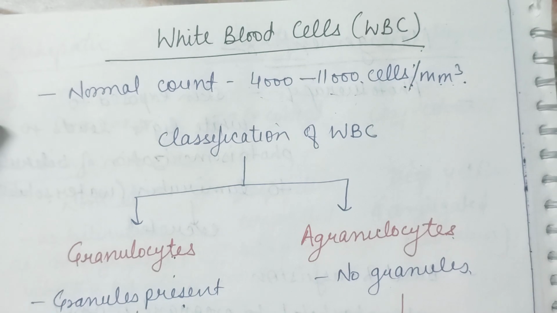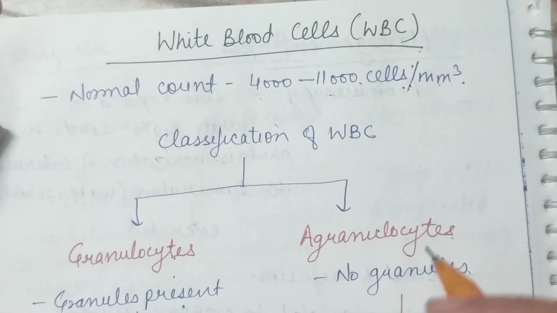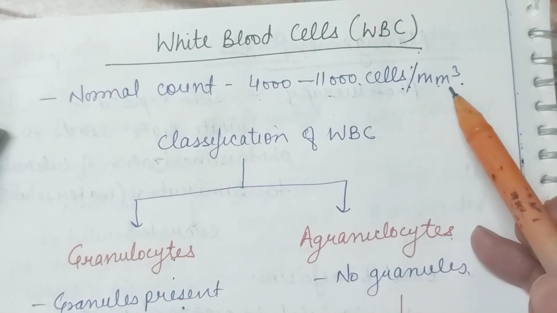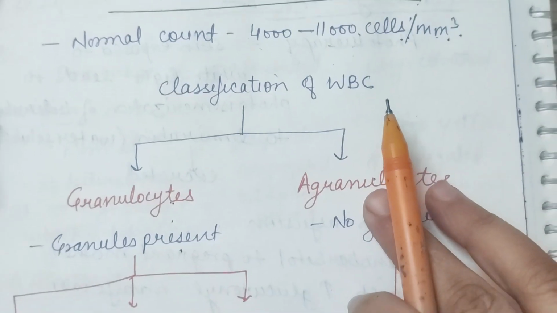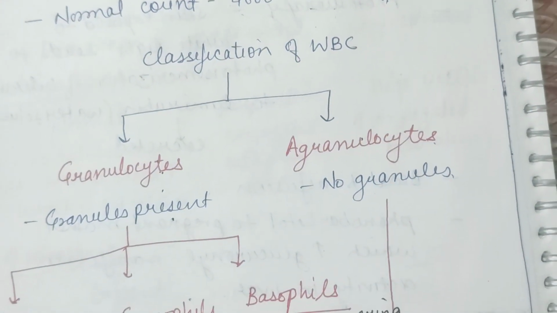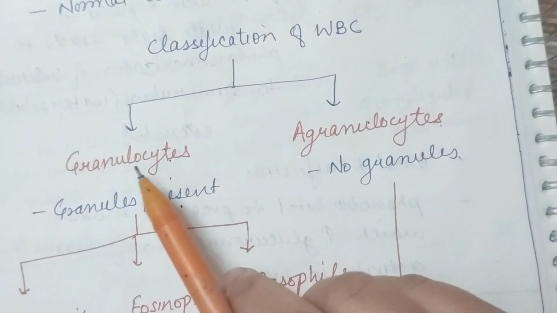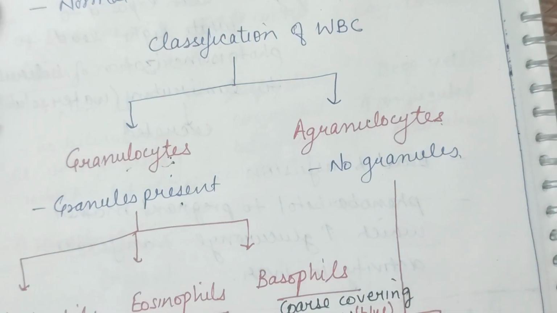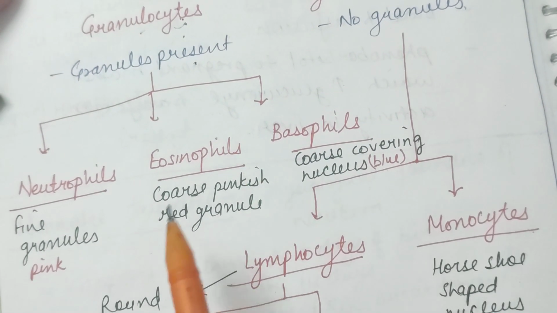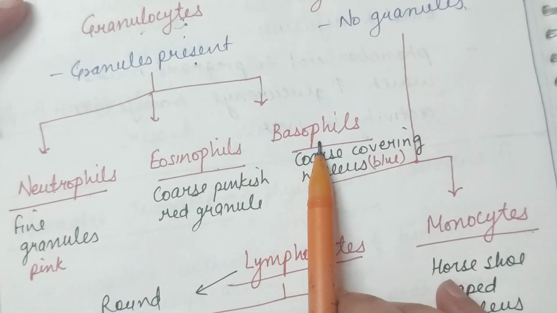Okay. So the normal count of WBC is 4000 to 11,000 cells per mm cube. Fine. Classification of WBC. WBCs can have granules or not. If they are having granules, it's granulocytes. Okay, granulocytes are further of three types: neutrophils, eosinophils and basophils.